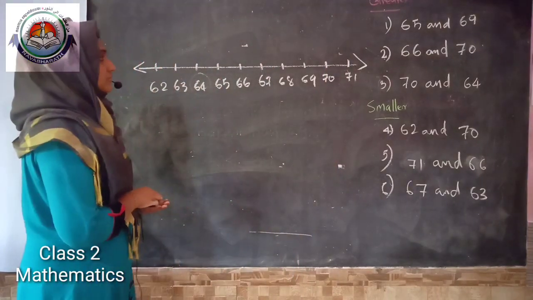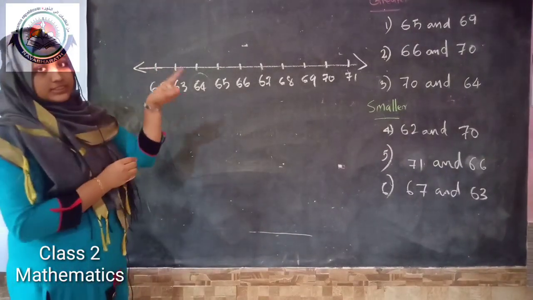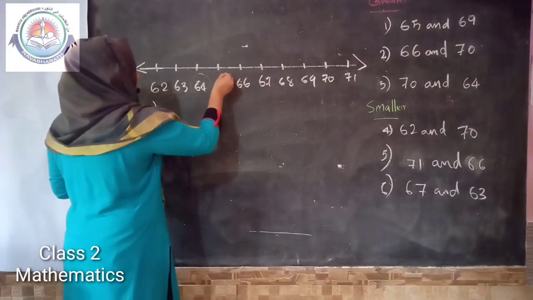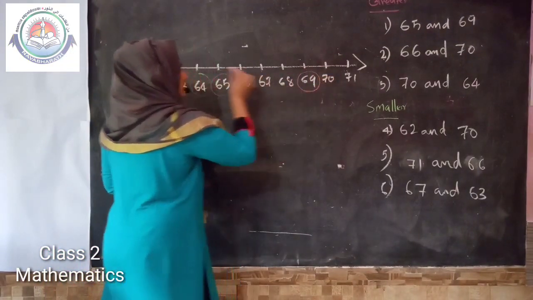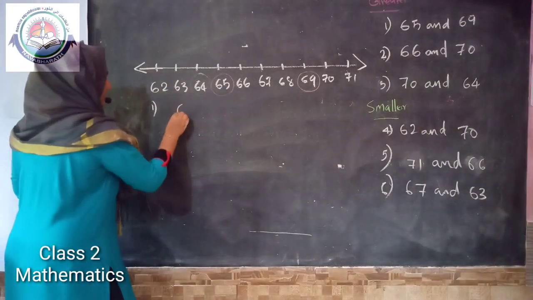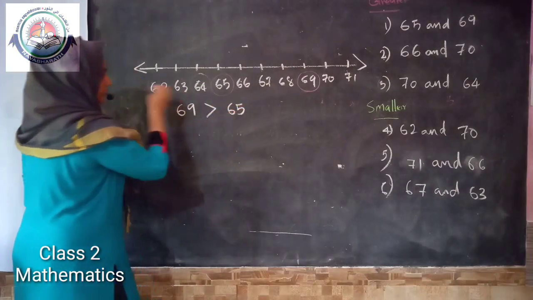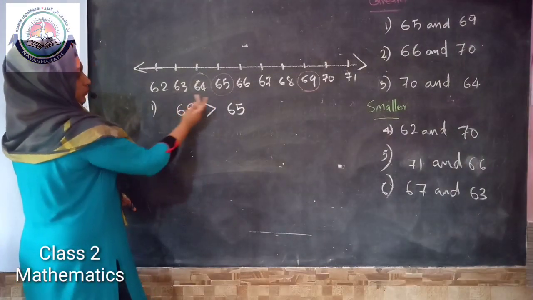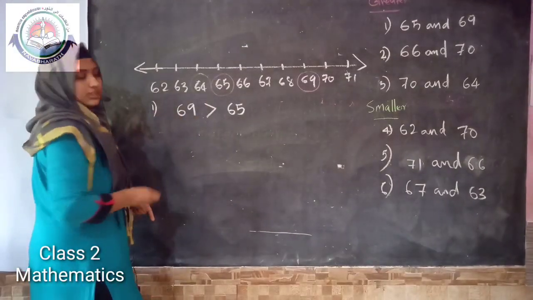Can you say, from the first, which number is greater? 65 and 69. Here is 65 and here is 69. So can you say 69 is greater? So 69 is greater than 65. We use the symbol, and the large mouth is towards the greater number.